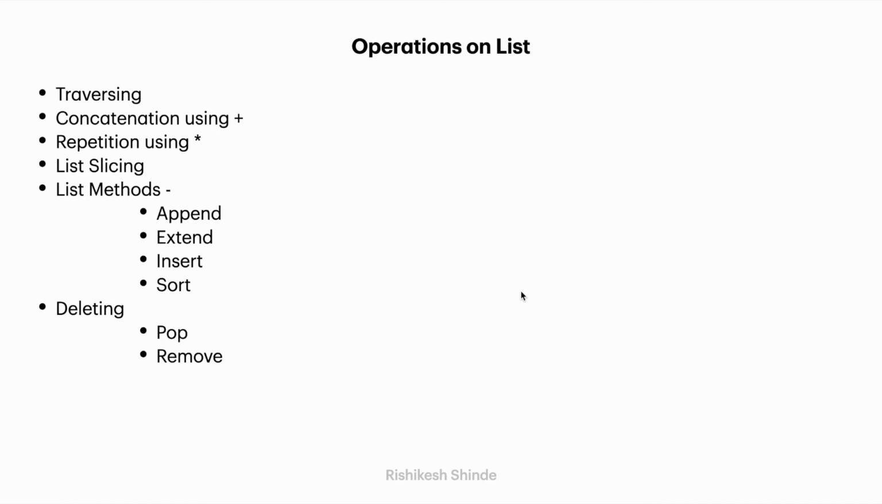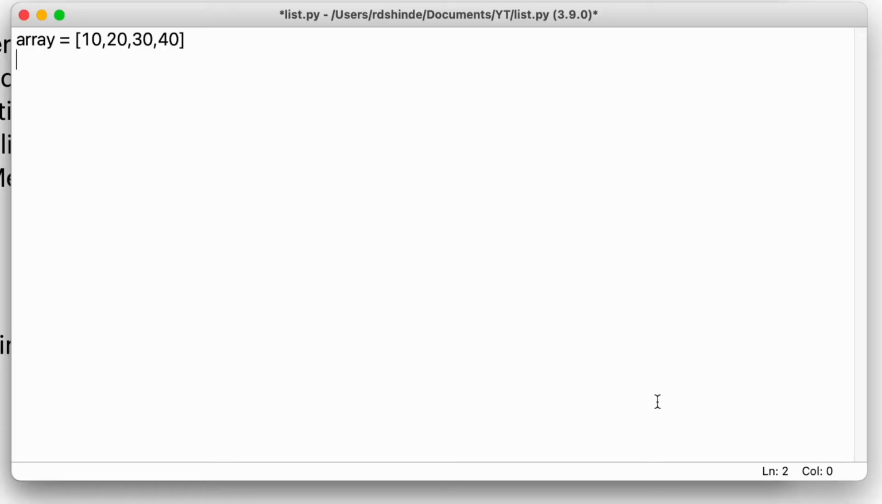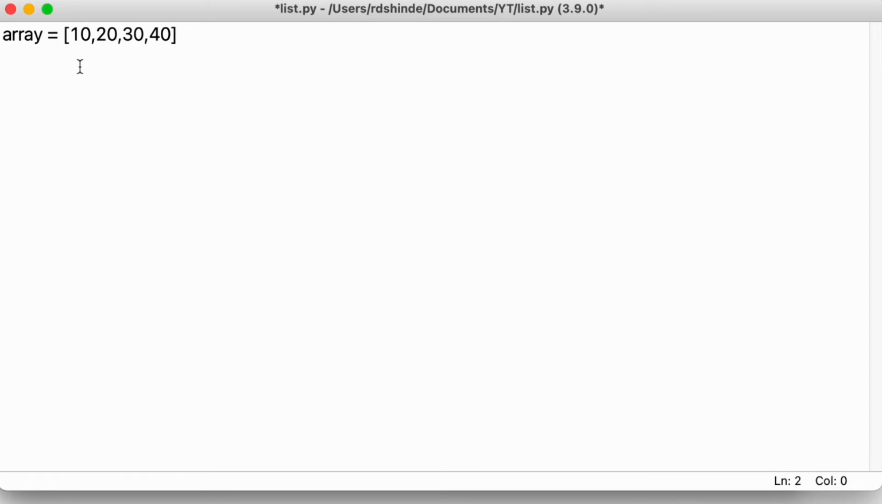Let us see some operations that we can perform on the list. First one is traversing. So what is traversing? Traversing means we are going through each element in the list. So we can perform some operations on each of the element in the list, or we can simply print out those elements. So let us see how we can traverse through the list. So here I have opened the Python IDE and I have created a list, that is array. So how we can traverse through this list?